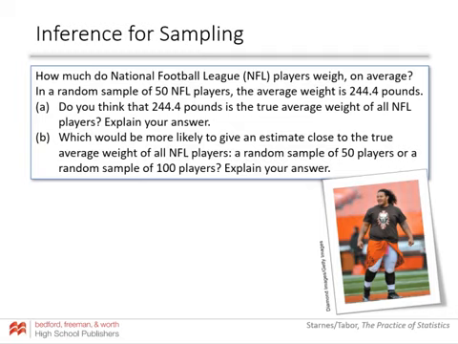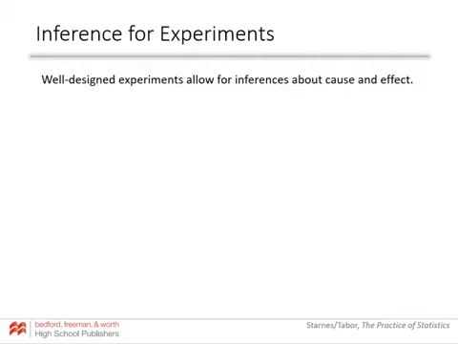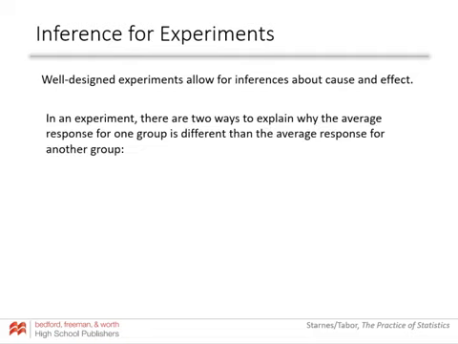Which would be more likely to give an estimate closer to the true average weight of all NFL players, a random sample of 50 or a random sample of 100? That's what we just talked about: a random sample of 100. The larger our sample is, the closer we're going to get to the true population value. Then when we do experiments, remember we said that we could use experiments to look at cause and effect.